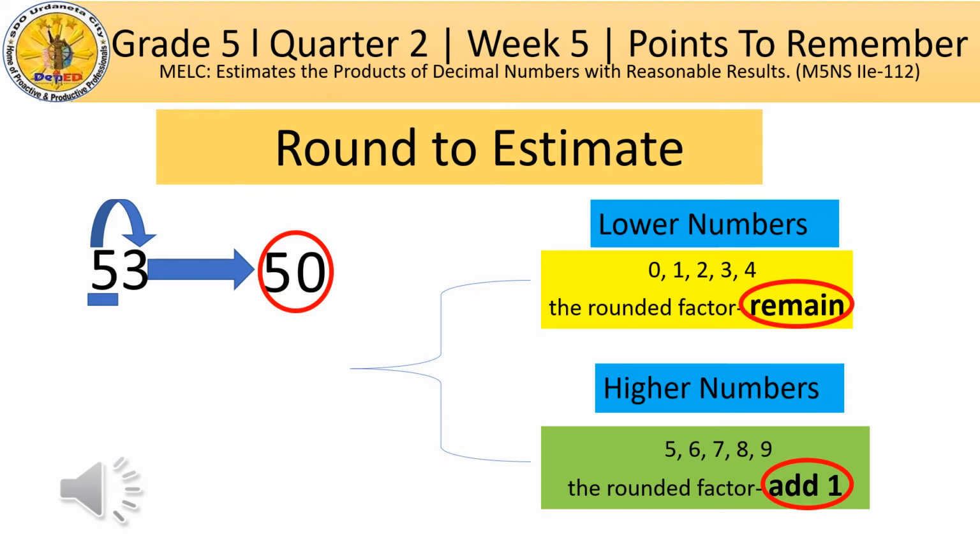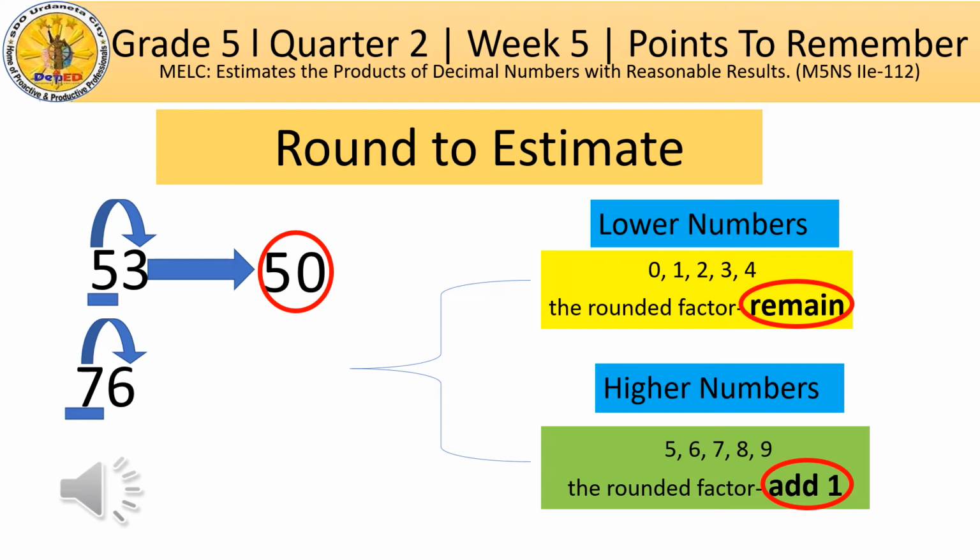We have another example, 76. 7/10 is the greatest place value that may be changed to 8 or remain as 7. Take a look again at the digit to the right, which is 6, a higher number. By doing this, it says again 0, 1, 2, 3, 4, the rounded factor remains. And 5, 6, 7, 8, 9, the rounded factor will add 1.